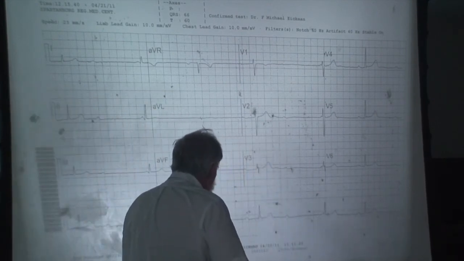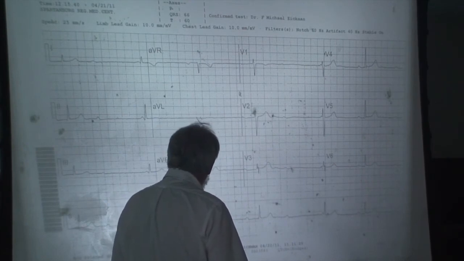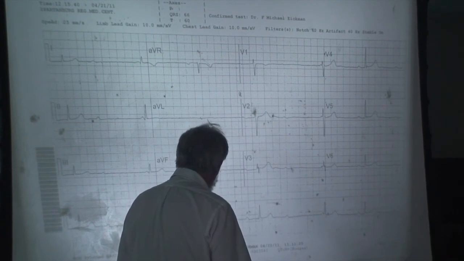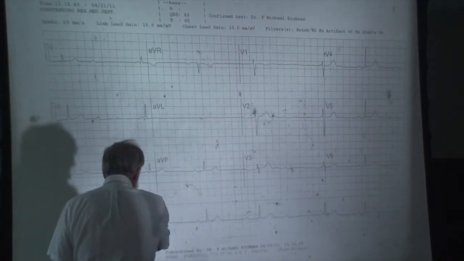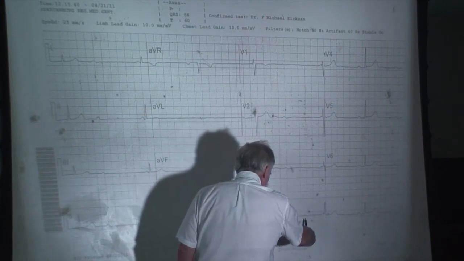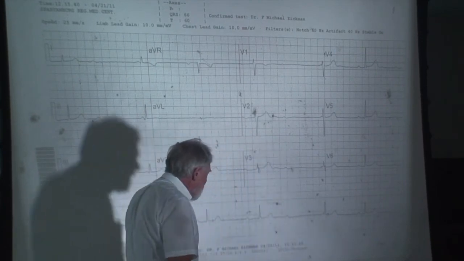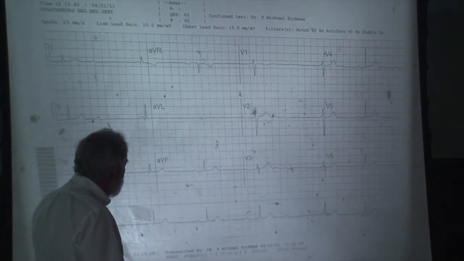Could be Wenckebach. Yeah. Okay. And that's probably what it is rather than complete heart block. If you look down here, here's the drop line. Very short, short, longer, and the drop. So that's Wenckebach. I'm wrong. It's not complete heart block.